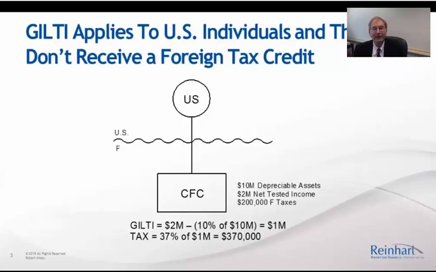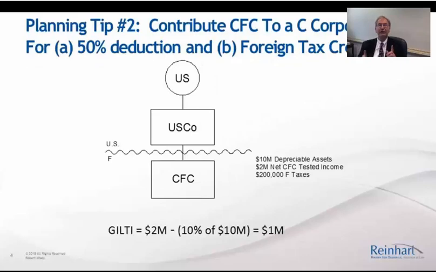That's not going to get old. So what is the tax on the $1 million? The tax is going to be $370,000. Can we advise this client how we can get a better result for them? You bet. They should consider contributing the controlled foreign corporation to a C corporation. Why? Because the C corporation gets to deduct 50% of the GILTI and take a deemed paid foreign tax credit, although at an 80% haircut on the amount of the income that's GILTI.